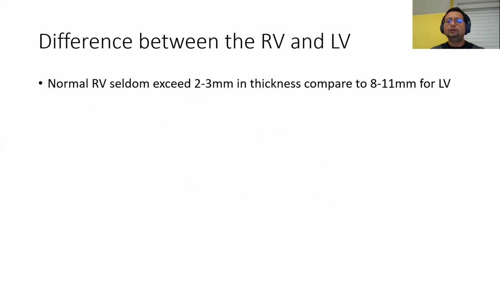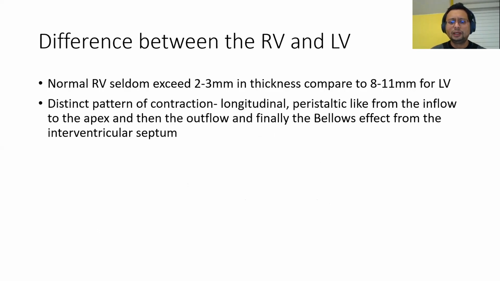What is the difference if you look at the wall thickness of the right ventricle and left ventricle? For the right ventricle, the thickness seldom exceeds 2 to 3 millimeter. Anything more than 5 millimeter for the right ventricle is considered abnormal. For the left ventricle it is from 8 to 11 millimeter. I like to use 10 millimeter as the threshold for the left ventricle. There is also a distinct pattern of contraction. In the right ventricle, the main contraction is longitudinal. You also have peristaltic motion from the inflow to the apex and then to the outflow.